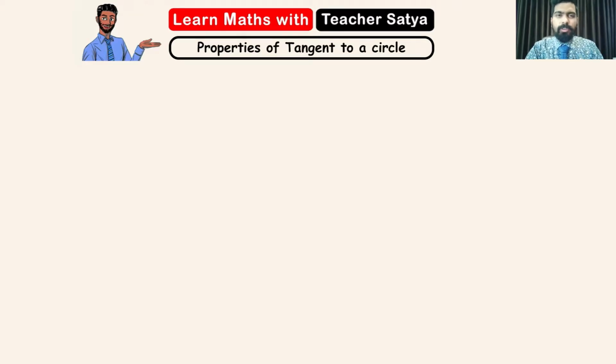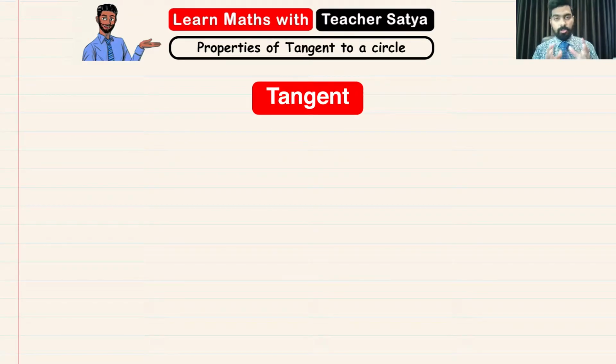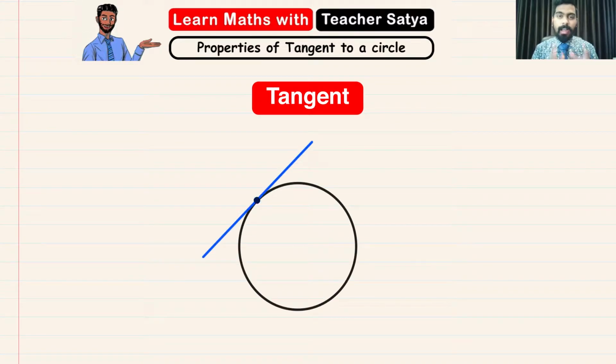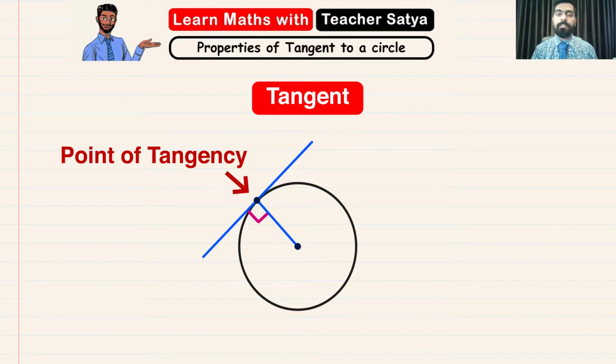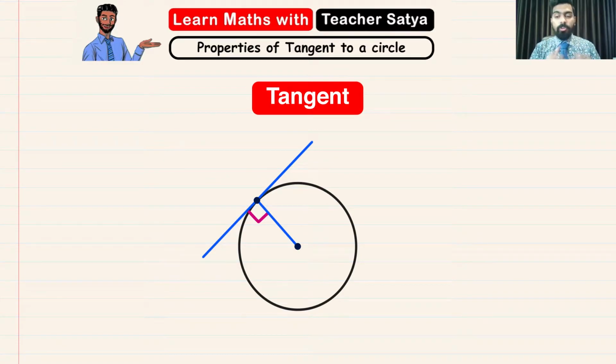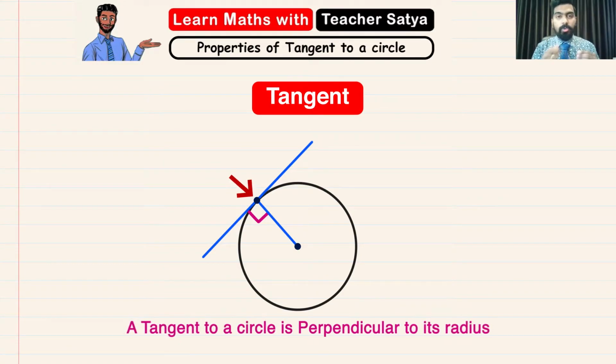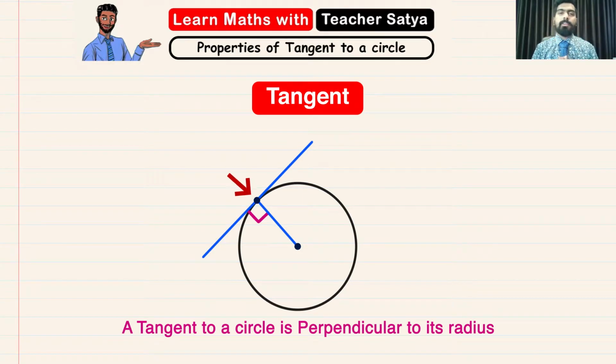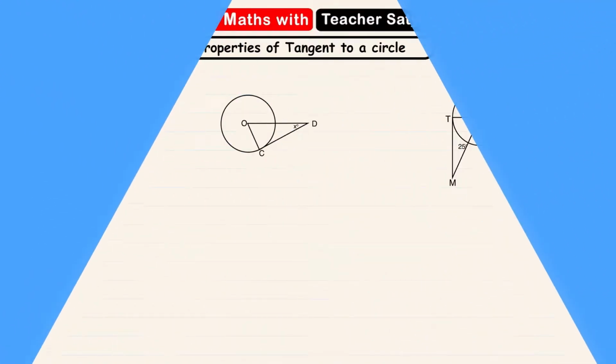So first things first, let's understand what we mean by a tangent. A tangent touches the circle at a point, and this point is what we call the point of tangency. We also know that a tangent to a circle is perpendicular to its radius. Now let's take this understanding and solve a few questions.